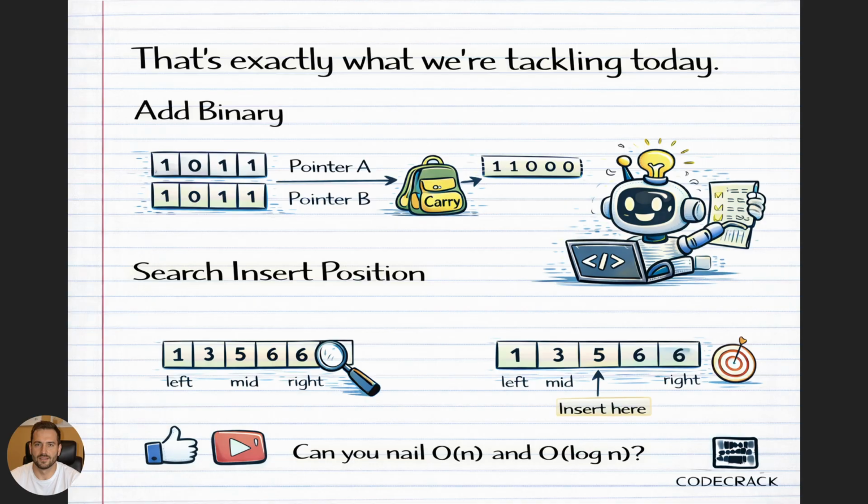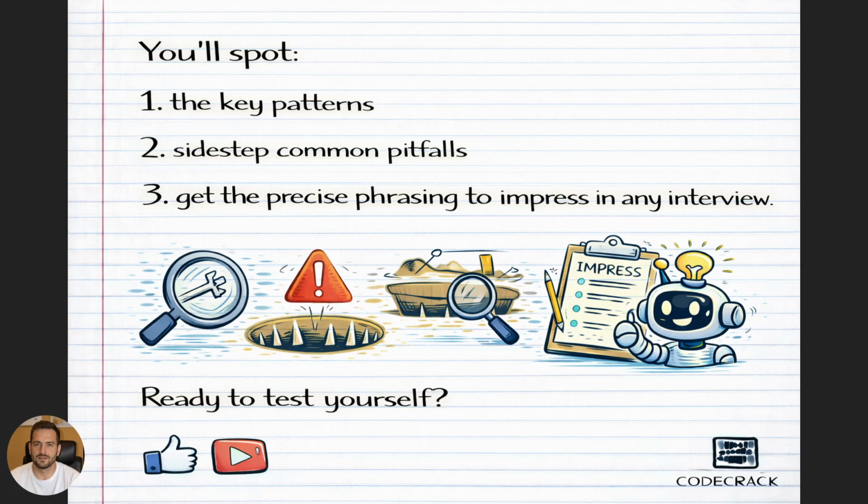First up, add binary. We'll use 2 pointers starting from the right, manage carries smoothly, and output a clean binary string result. Second, search insert position. We'll implement a proper binary search to pinpoint the exact index or insertion spot in a sorted array. You'll spot the key patterns, sidestep common pitfalls, and get the precise phrasing to impress any interview. Ready to test yourself?